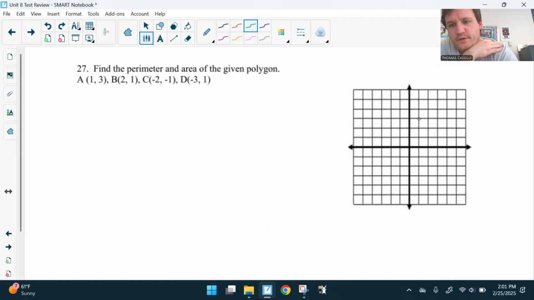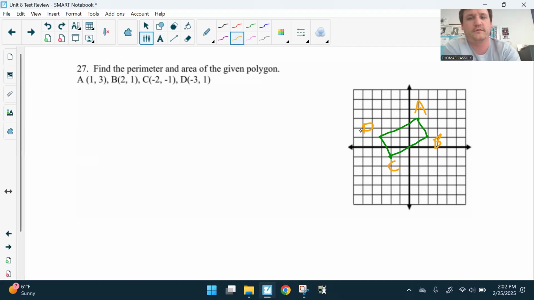One to the right, three up. It's going to go right here. I got two to the right, one up. I have -2, so two to the left, one down. Going to go right there, and then -3, one. So what does this shape look like? This is a rectangle. I know it's a rectangle. Let me label this. I got A, B, C, and D.